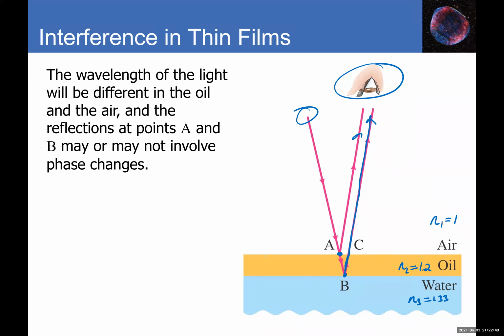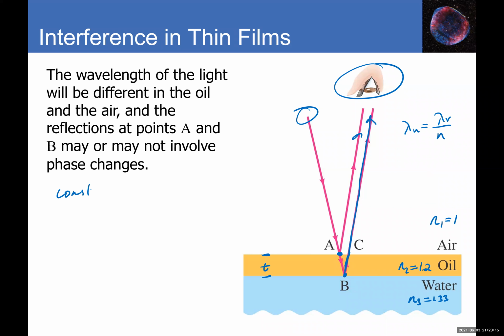One thing we can do is take this distance to be t, like the thickness, and remember that the wavelength lambda n is equal to lambda over n, where lambda is the wavelength of the light in vacuum divided by the index of refraction in this medium over here.